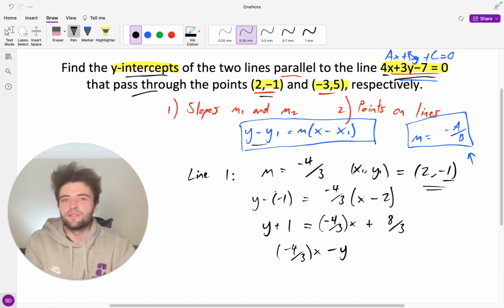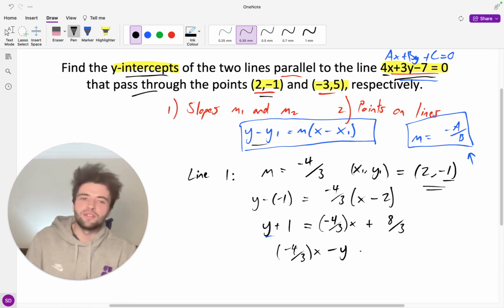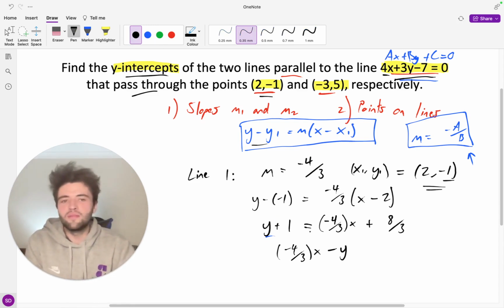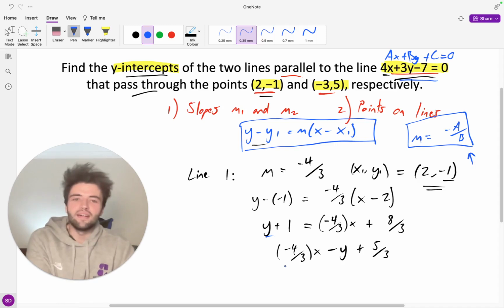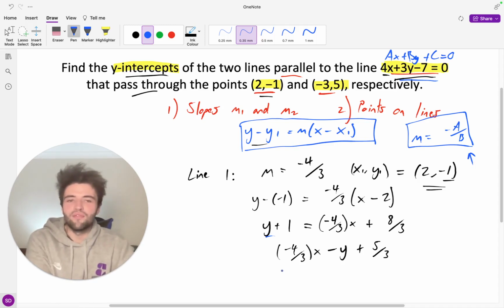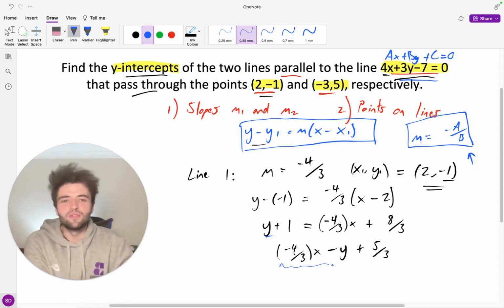So, just subtracting across by y, we have minus 4 over 3 times x minus y. Then finally we subtract across by 1 as well. That is going to be 8 over 3. Subtracting 1 is going to give you 5 over 3. And so this is going to be the first line that we have in this question. So we've just used our point and our slope to find that.